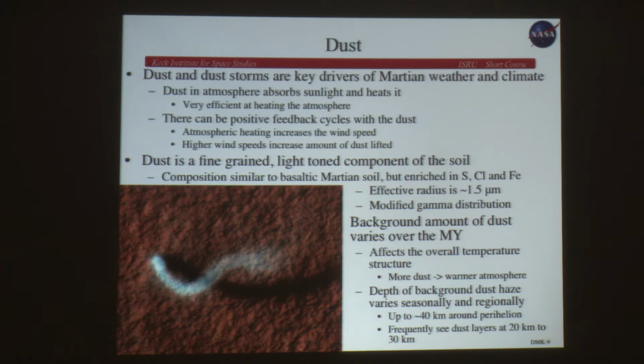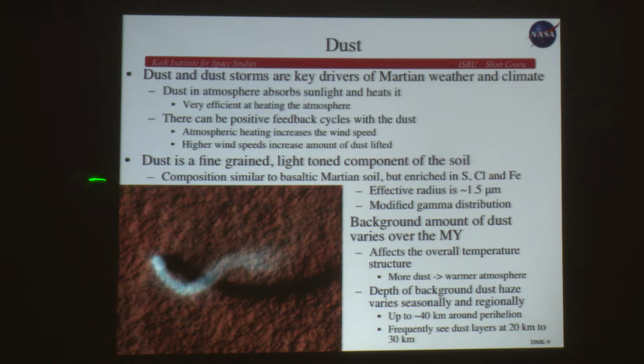This has the interesting impact, especially in dust storms, of creating positive feedback cycles. You basically get dust in the atmosphere, the dust absorbs the sunlight and adds energy to the atmosphere. When you add energy to the atmosphere, you get faster winds that lift more dust off the surface, and you can get into a positive feedback cycle.